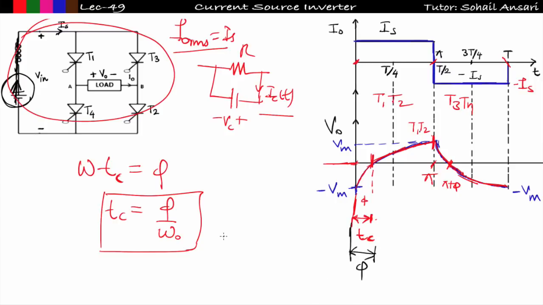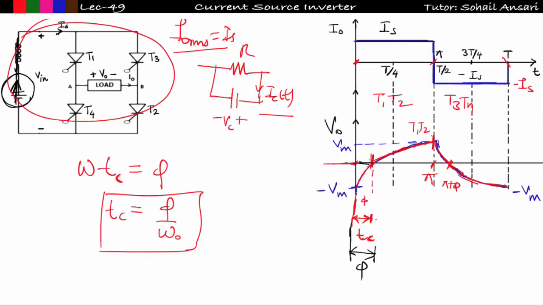Once we know phi, I can easily find the circuit turn-off time, which is equal to phi upon omega naught. But what will happen if phi is not given? If phi is given, then no problem, you can easily find the circuit turn-off time. But if phi is not given, then you have to find an alternative. So I am going to derive the circuit turn-off time.